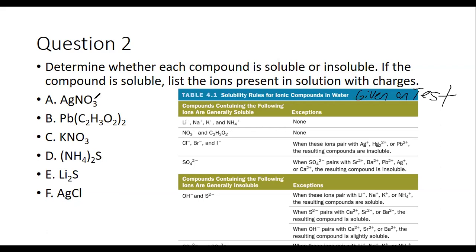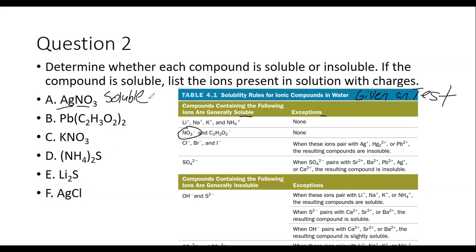So silver nitrate, AgNO3, we look on this table and we look for any of these ions. We're looking for silver or we're looking for nitrate. And you see nitrate's right here. And our table says, this is soluble except, and there are no exceptions. So any molecule or any element that is paired with nitrate will be soluble in water. So this is soluble.